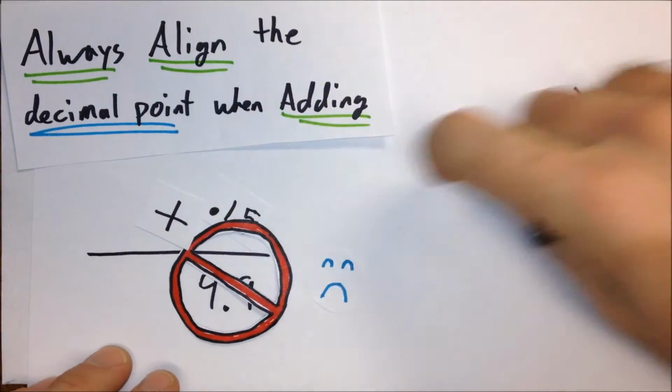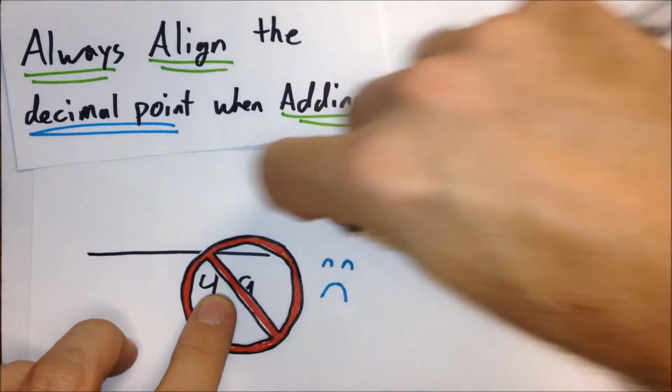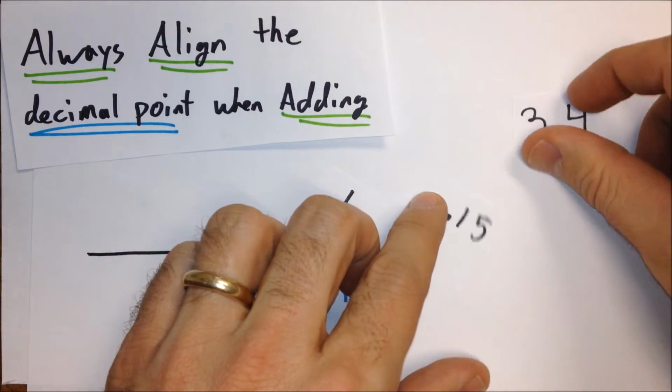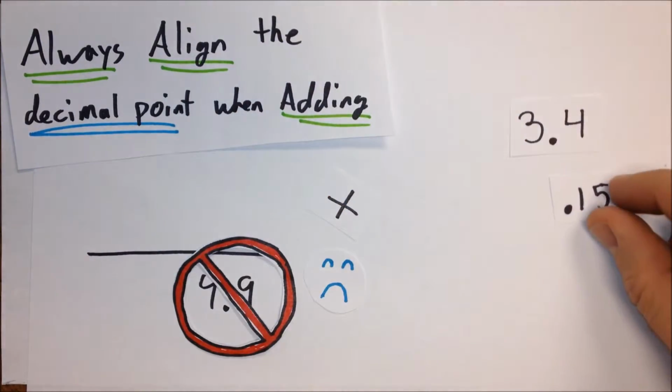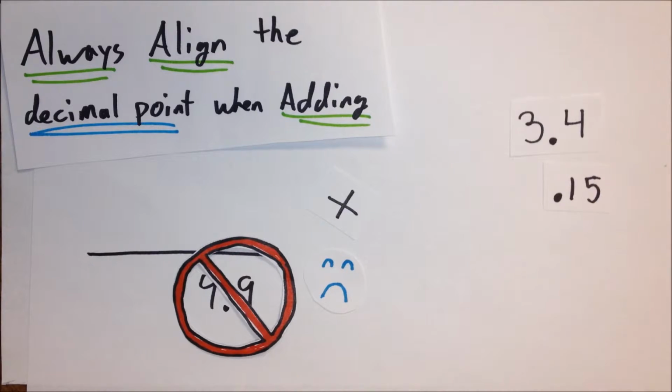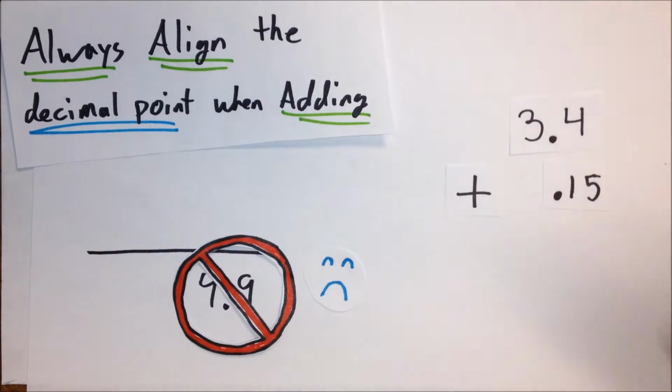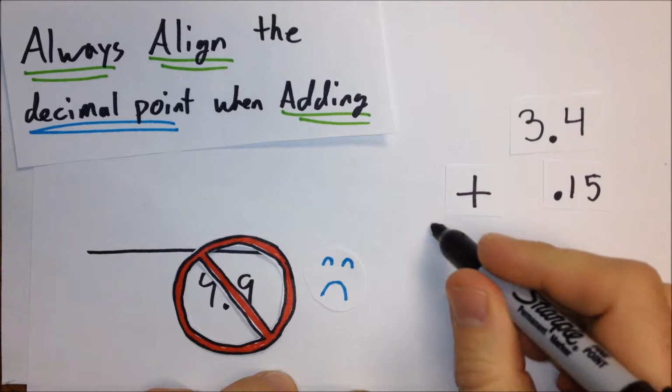So if I want to solve the problem correctly, what I need to do is try it again, but this time I need to take my 3.4 and my 0.15, and I need to align the decimal point so that they match. And now that the decimal point is aligned, I'm able to add them together. So let's draw my line.